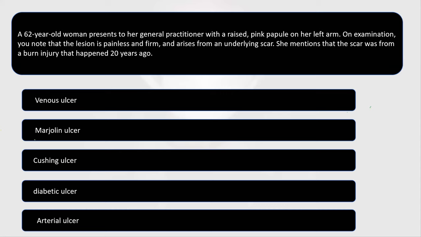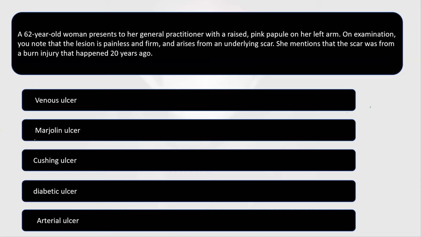As she is giving a history of burn, so I think it can be marginal ulcer. Okay, what is Curling ulcer? Curling ulcer will occur in the GIT after inhalational injury in the burns. Curling ulcers are mucosal burns in the upper GI tract, secondary to burns. In burns there is massive fluid loss, so the arterial circulation to the duodenum and the stomach is reduced, which leads to ulceration. This is Curling. What's Cushing ulcer?